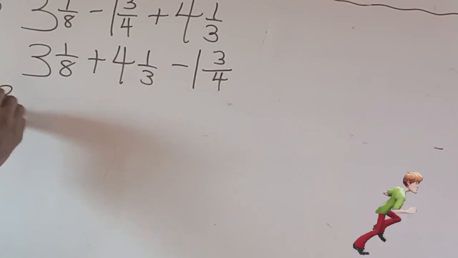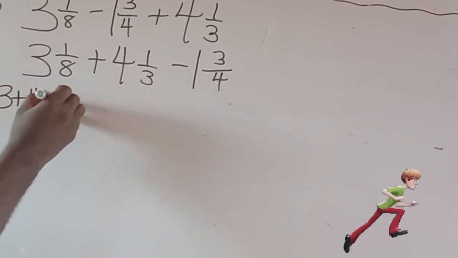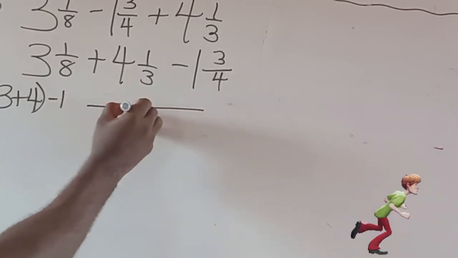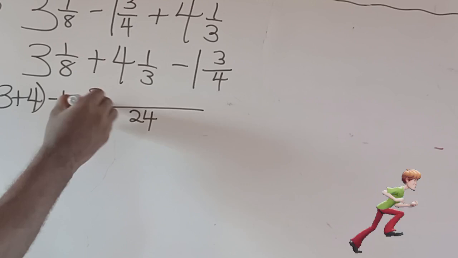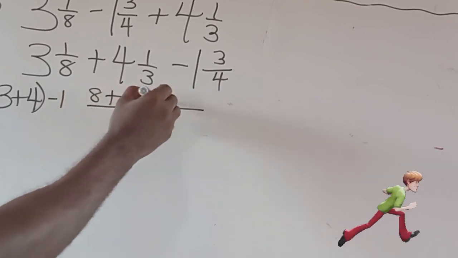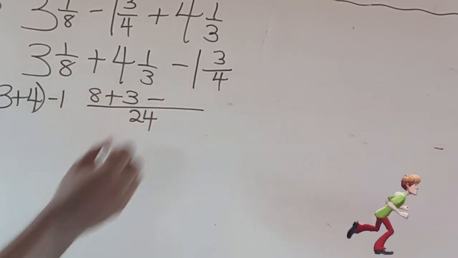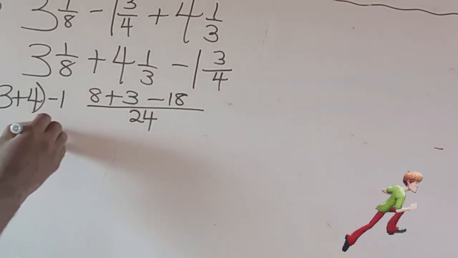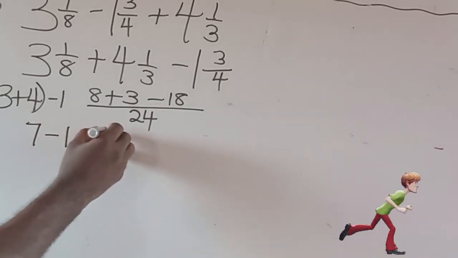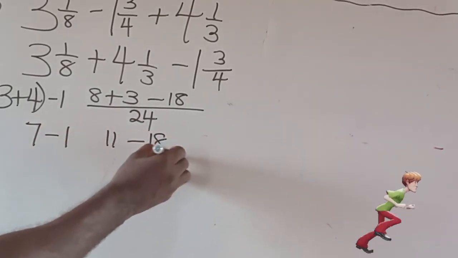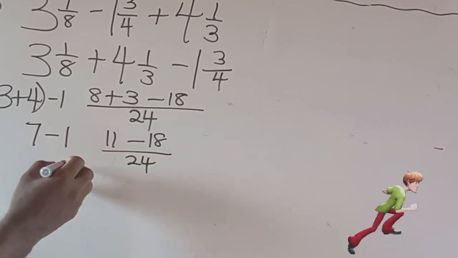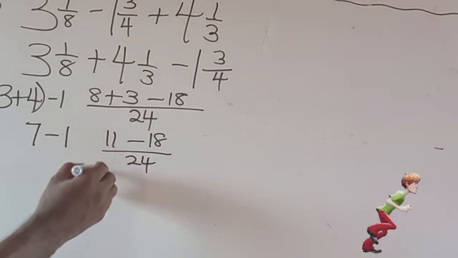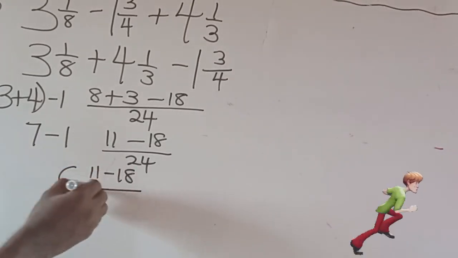Don't forget that 3 plus 4 is 7, minus 1. That is the whole number. Then we have to draw the fractions. Get the LCM, which is 24. 24 divided by 3 is 8, 24 divided by 4 is 6. So we have 6 whole number, then 8 plus 3 is 11 minus 18 over 24. Now we have 6 whole number, 11 minus 18 over 24.